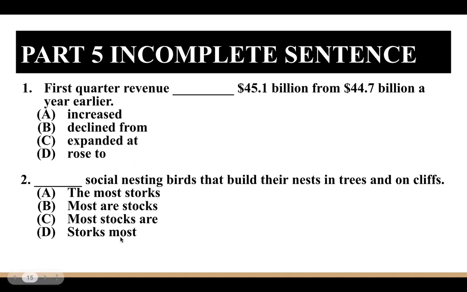So you have to understand the sentence structure or the component of subject and verb agreement, right? And we can see that it is a complement or description for describing a social nesting bird here, right? So the earlier is that subject and verb agreement here. So we have to see that most stocks are is the right place to answer for this question.